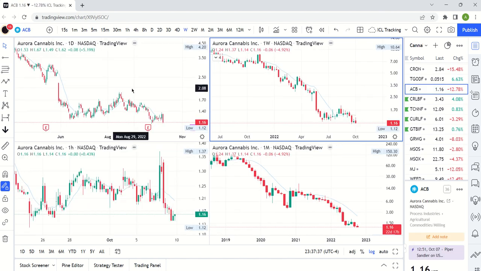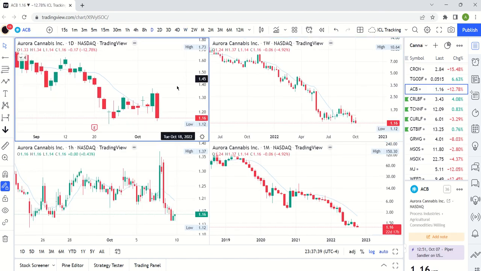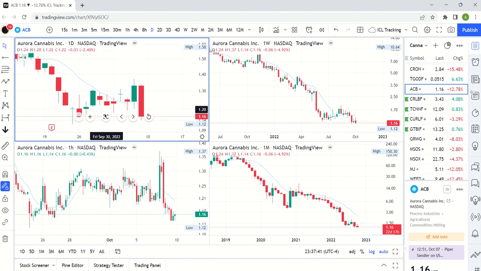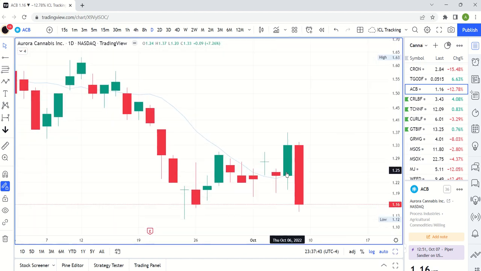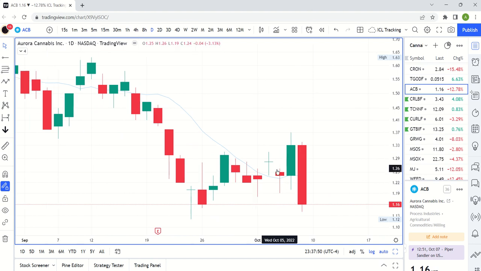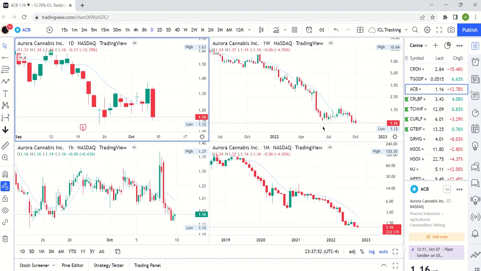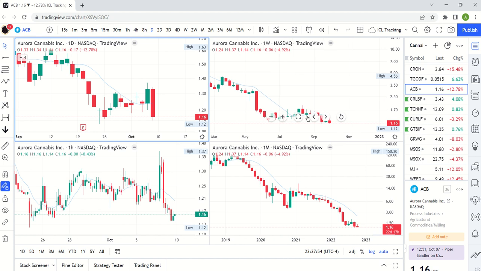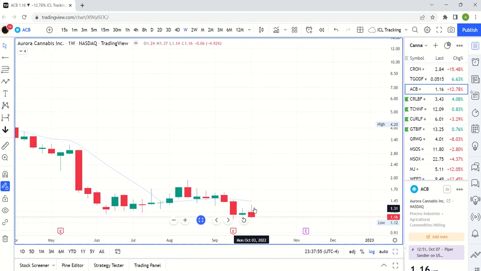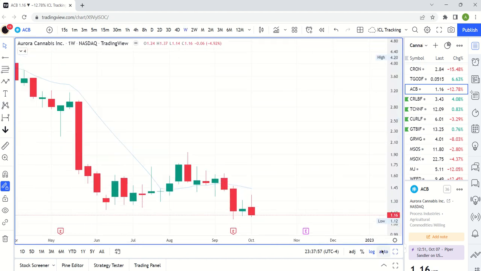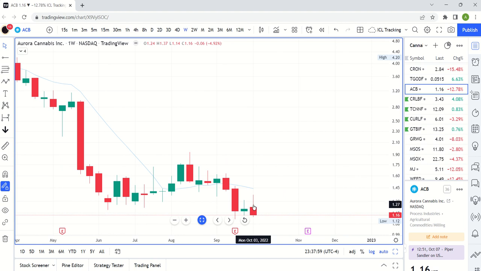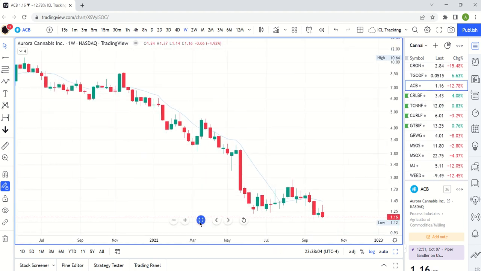ACB, let's look at this. In this case, we'll zoom in just to make sure we're crystal clear. Same pattern. I hope we're seeing this. We made a lower low. So this little one day pop was a lower high. Dead cat bounce. Same kind of idea. In this case, the weekly candle is very red already. And this was last week, which is just setting up for more downside this week.